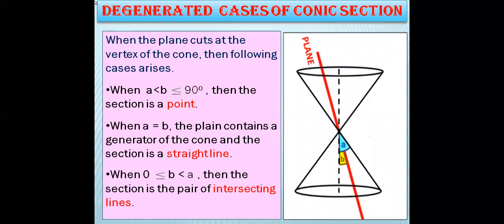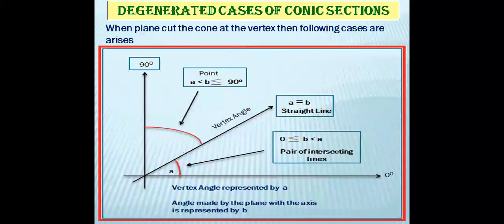Next, there are some other cases in which a conic section cannot be generated, and this happens when a plane passes through the vertex of the double napped cone. Then three cases arise: there may be a point, there may be a straight line, or there may be intersecting lines. This can be easily understood with the help of this geometrical representation.